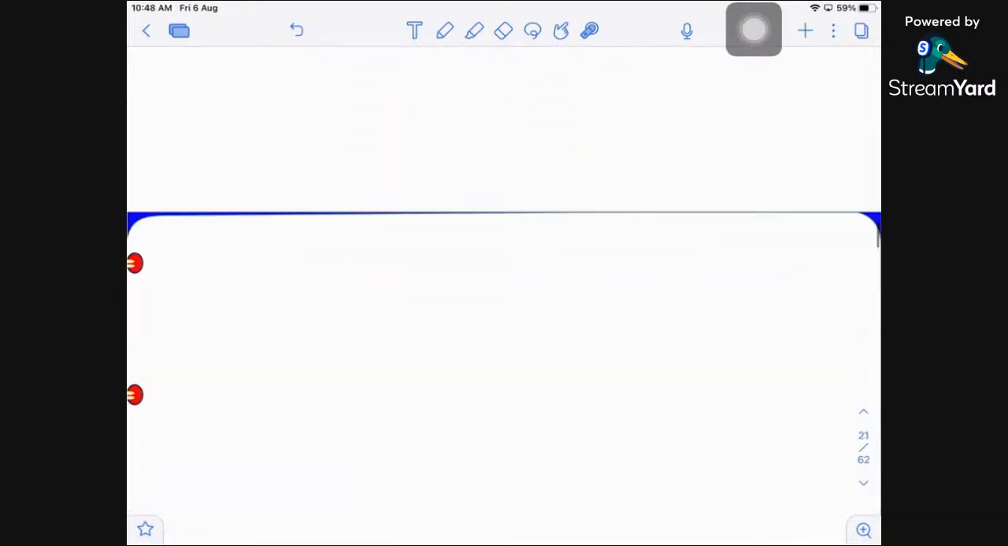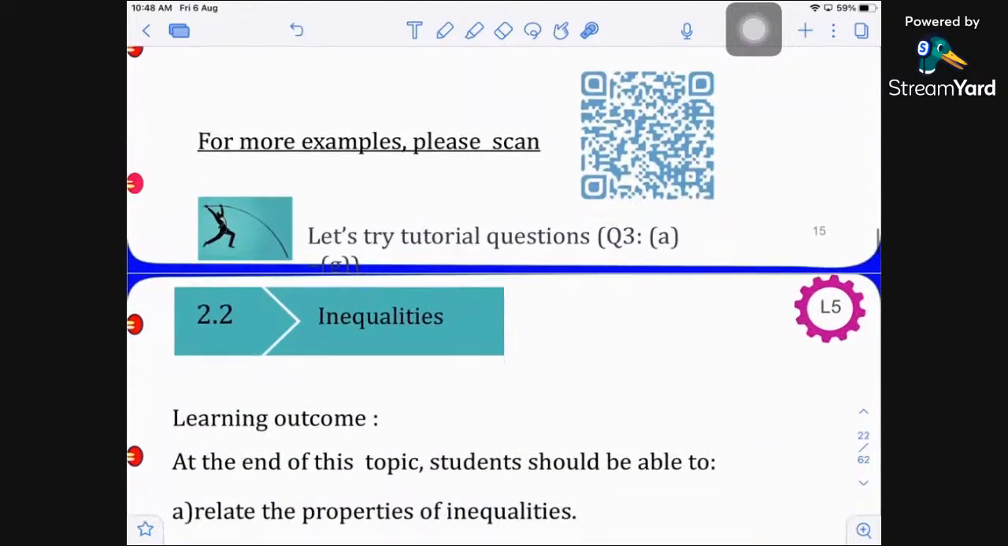Okay, so I carry on now. Next there. For more examples of log, you can try and scan these questions here, and later I will try to give a few more questions before we end the class.